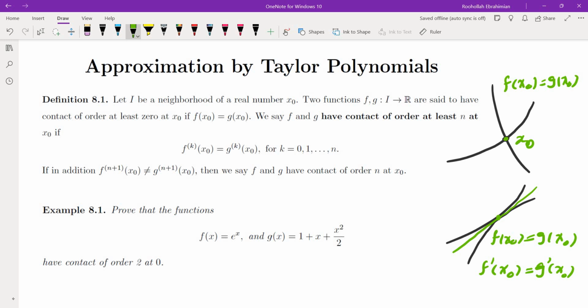Two functions f and g are said to have contact of order at least 0 if they intersect, that is, if f of x naught is equal to g of x naught. We say f and g have contact of order at least n if not only f of x naught and g of x naught are the same, but f prime of x naught and g prime of x naught are the same, and so on all the way to the nth derivatives of f and g at x naught. If all of these are the same, then we say f and g have contact of order at least n. Why do we say at least n? Because it could also be n plus 1. If the next one is not equal, then we say they have contact of order exactly n.